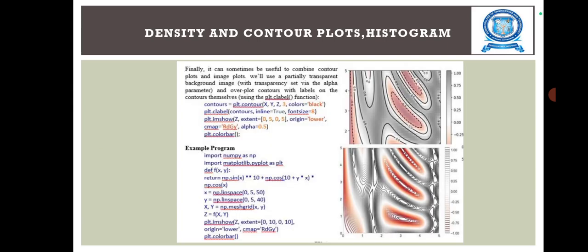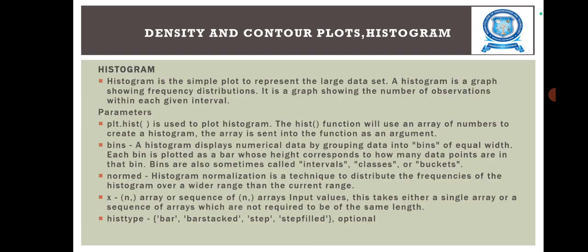Next, we are going to see some examples. It can sometimes be useful to combine contour plots and image plots. We will use a partially transparent background image, that means through the alpha parameter, and overplot contours with labels on the contours themselves. For the contour, you use the function plt.contour and you mention the x-axis, y-axis, z-axis, and you can mention the color also. Next, we are going to see the histogram.